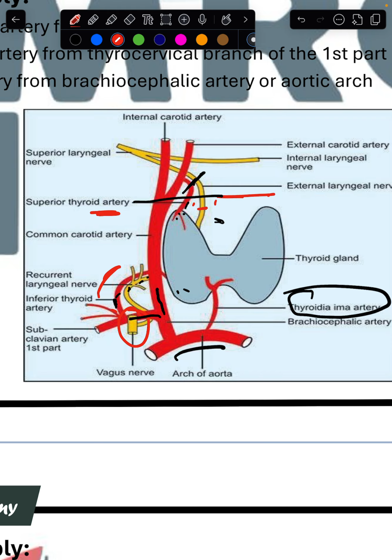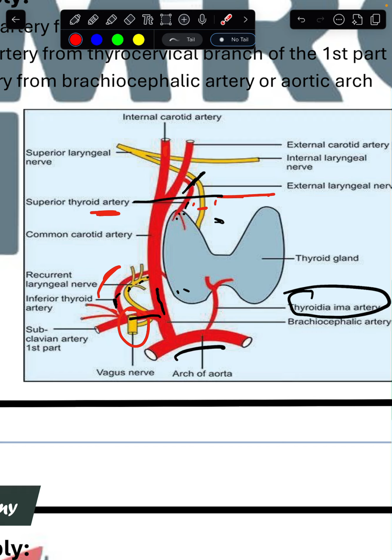You can see here, this is the internal carotid artery. This one is internal carotid, this is external carotid artery. And then this branch from the external carotid artery, the superior thyroid, is the branch. You can see this is the superior laryngeal nerve. It has an internal division and an external division. The external laryngeal nerve arising from the superior laryngeal nerve passes close to the superior thyroid artery.